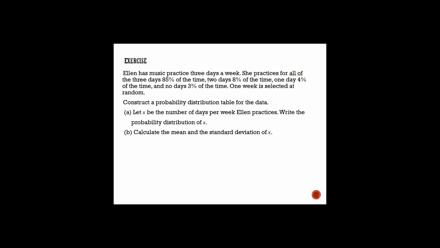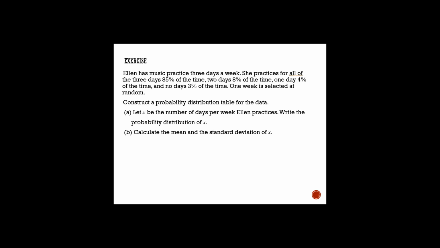So I'm going to let you take this next exercise one step further. What I want you to do is take the narrative and see if you can fill in the value for x and the value for the probability of x from the narrative here. It says Ellen has music practice 3 days a week. She practices all of the 3 days 85% of the time, 2 days 8%, 1 day 4%, and no days 0%. So they're going to select a week at random and create a probability distribution for the data.